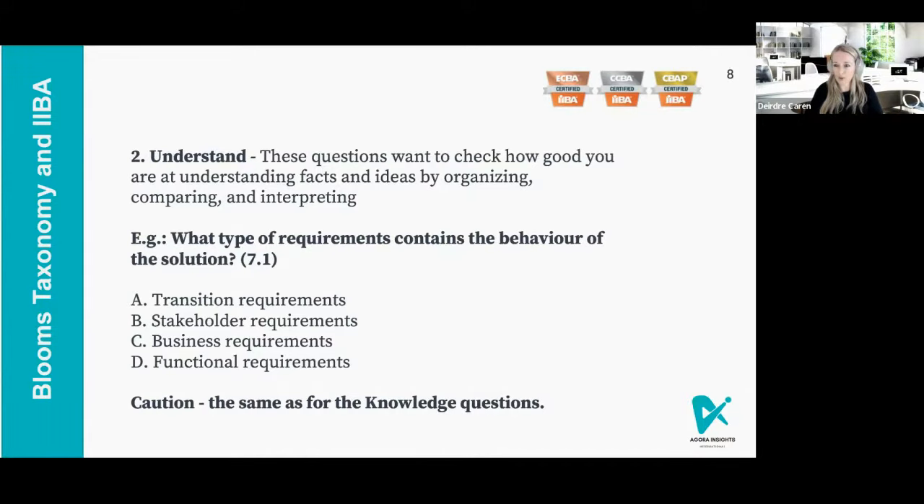So most of you got it right again. It is functional requirements, and functional requirements are about the behavior of the solution. And although stakeholders might want to know how the solution's working, according to BABOK, that is not the correct answer.